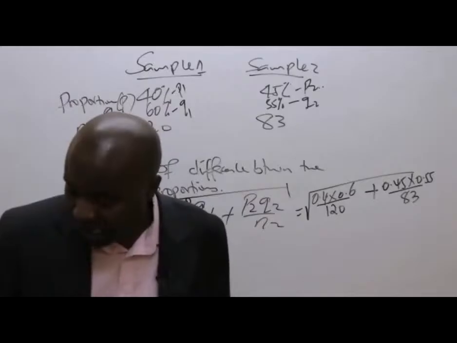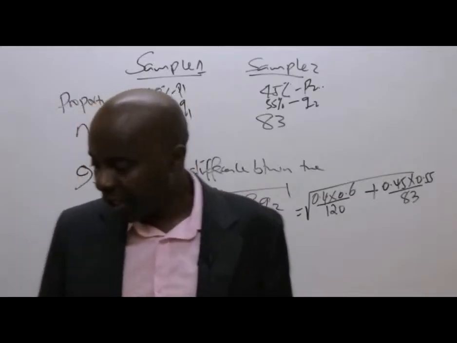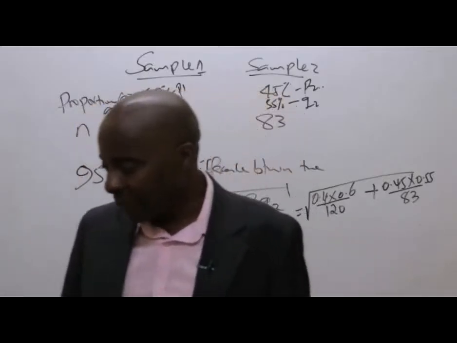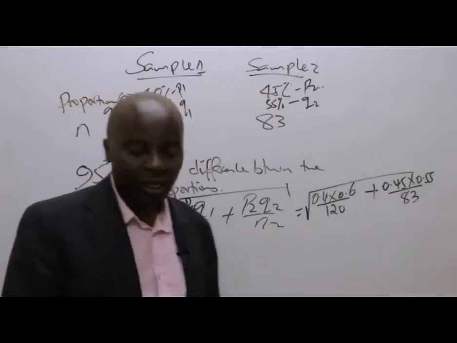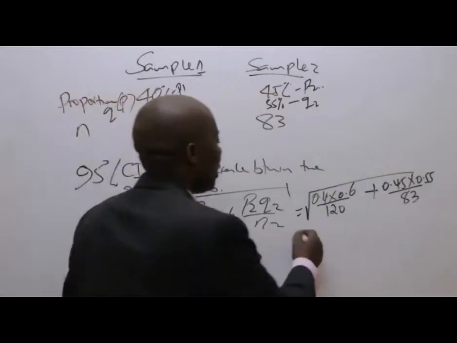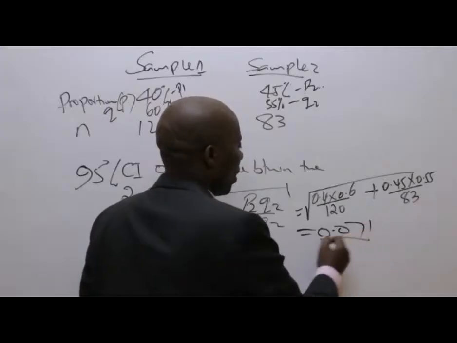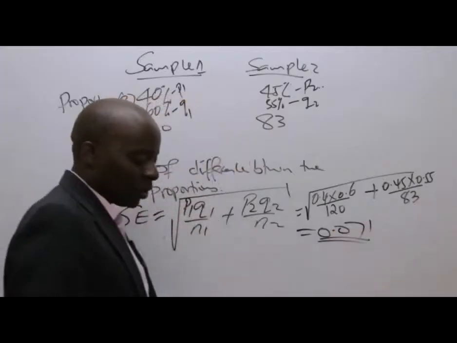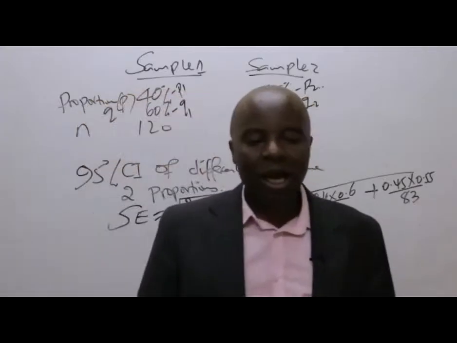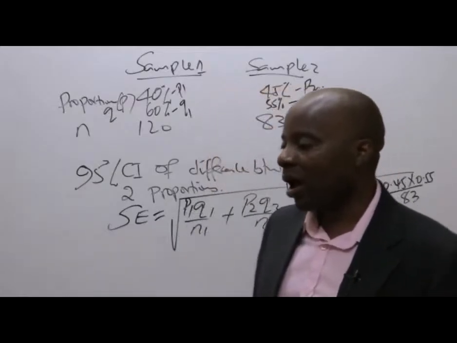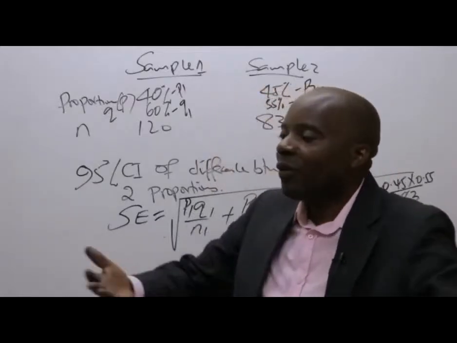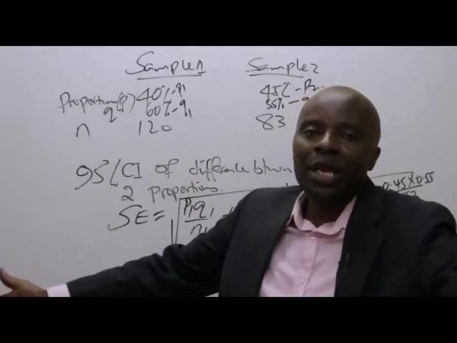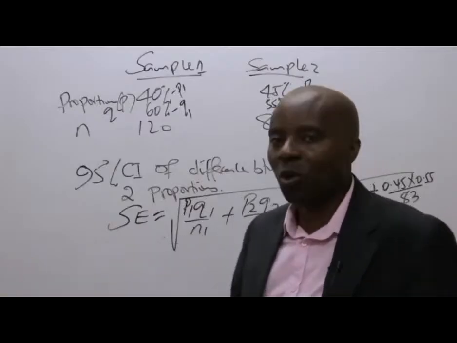Somebody is giving me a figure of 0.71 or 0.071. Kiprotich, just check that figure. It's supposed to be 0.071. That is my standard error. And once I have the standard error, ladies and gentlemen, the next thing will be about the entry and the Z-score.